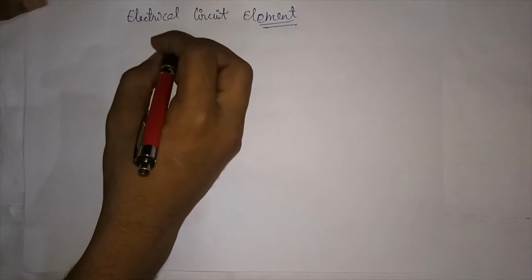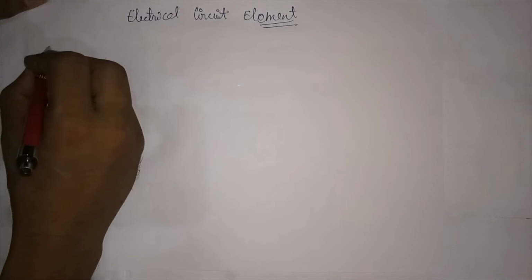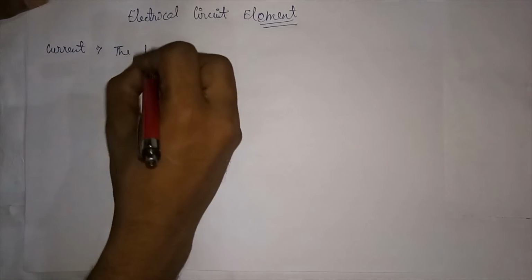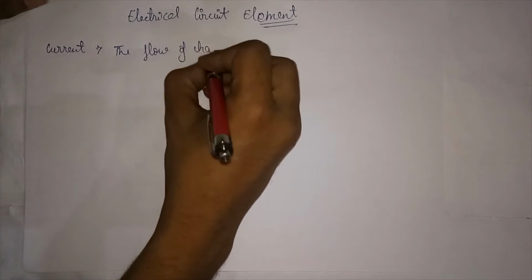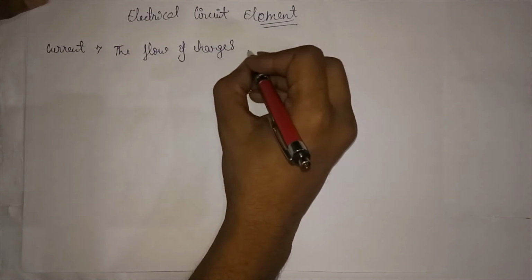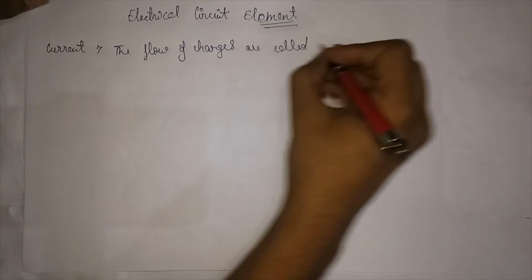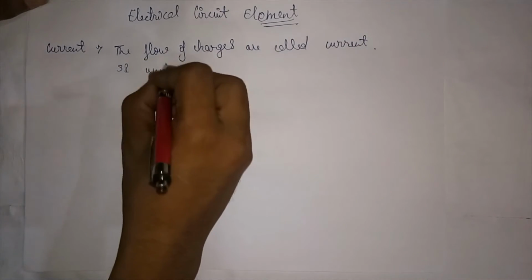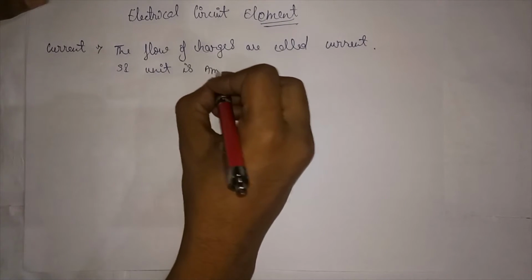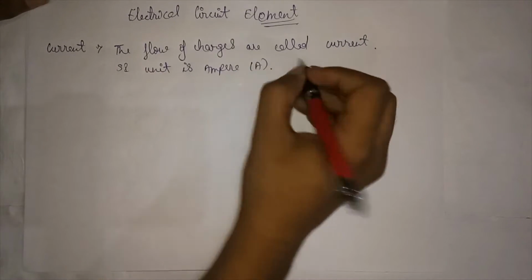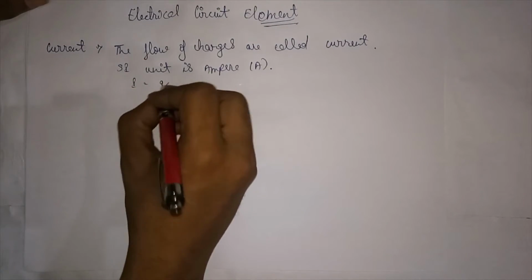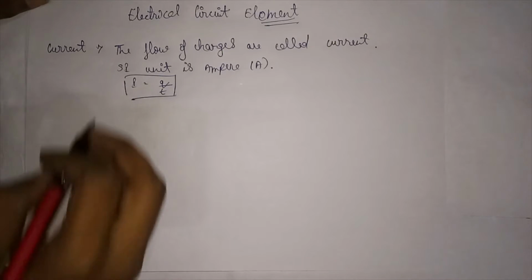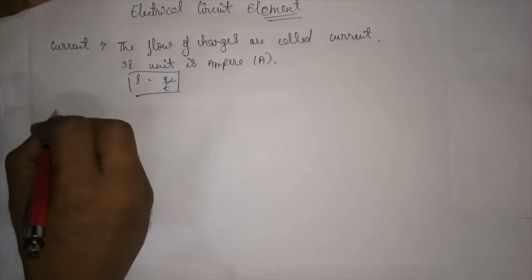So first of all, what is current? The flow of charges is called current. SI unit is ampere, denoted by A, and I is equal to Q upon T, that is flow of charge per unit time.